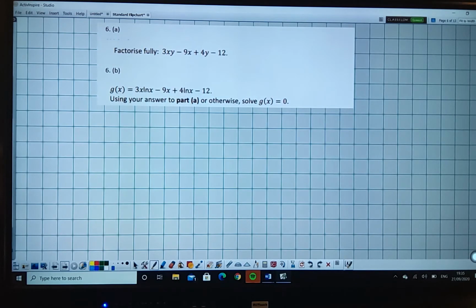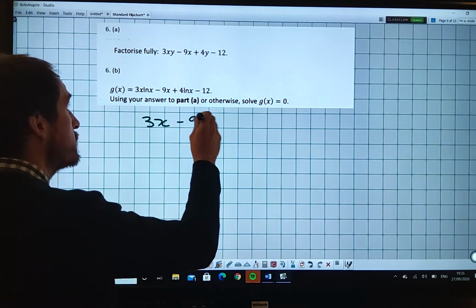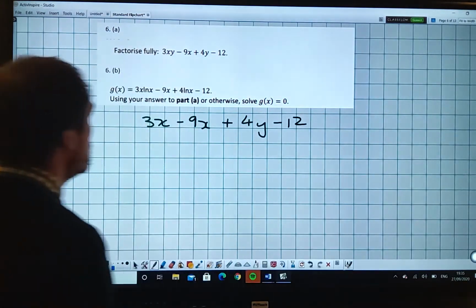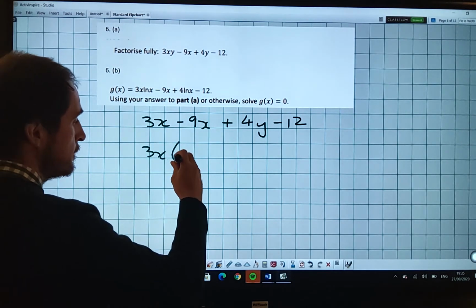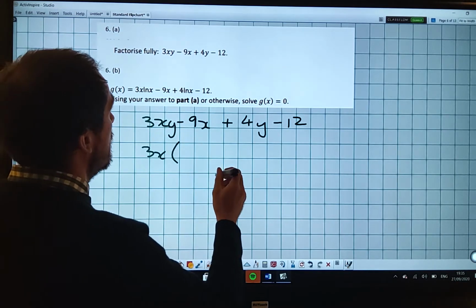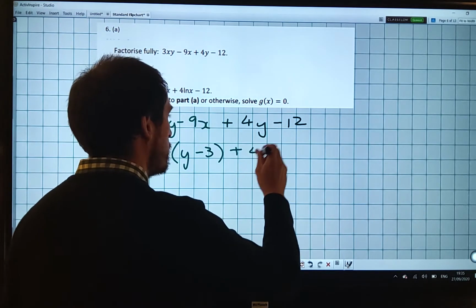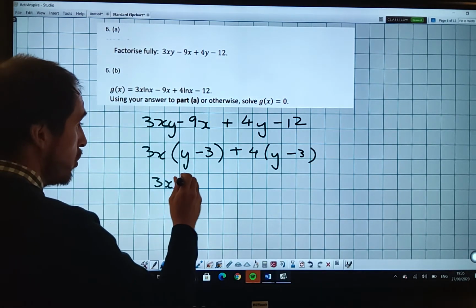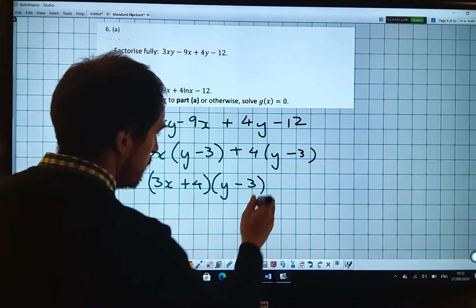Question 6 then. Factorise fully. Right. 3xy minus 9x. This is a lovely trick they love to do. Okay? And you should spot it straight away. So 3x, so it's 3xy. So that's going to be 3x times y minus 3 plus 4 times y minus 3. So this draws on your experience from junior cycle. Okay? So you should know you can factorise that there.